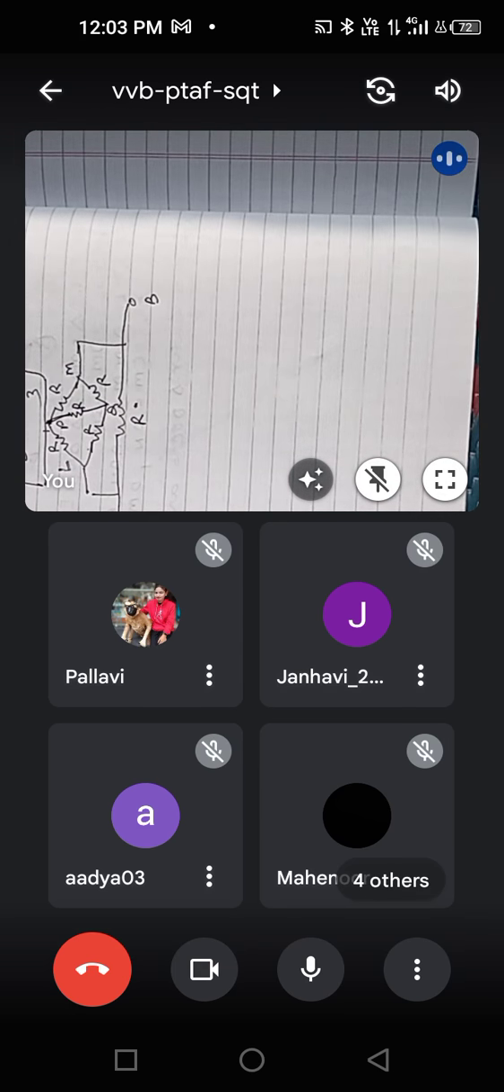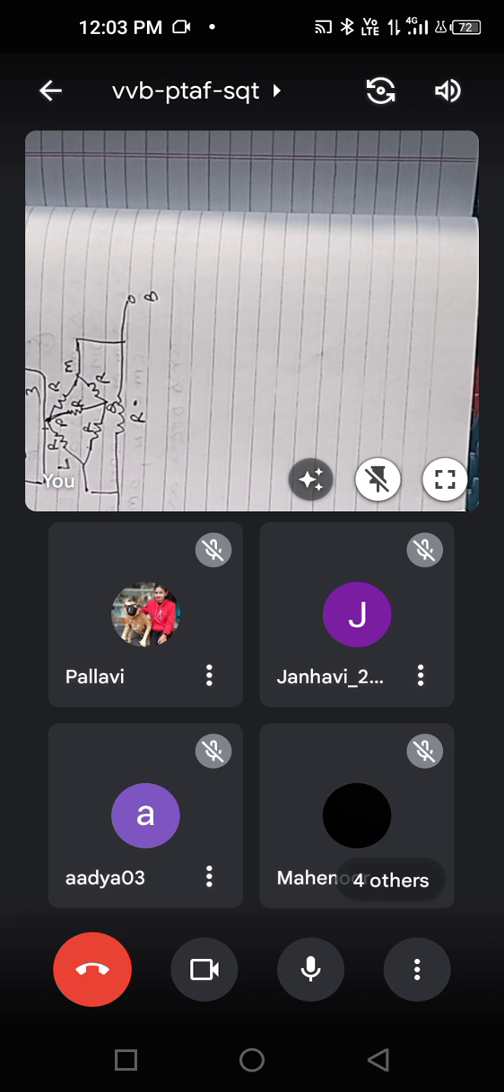So if P and Q are at the same potential, no current will flow from P to Q. Okay. So from P and Q, there will be no current flowing.